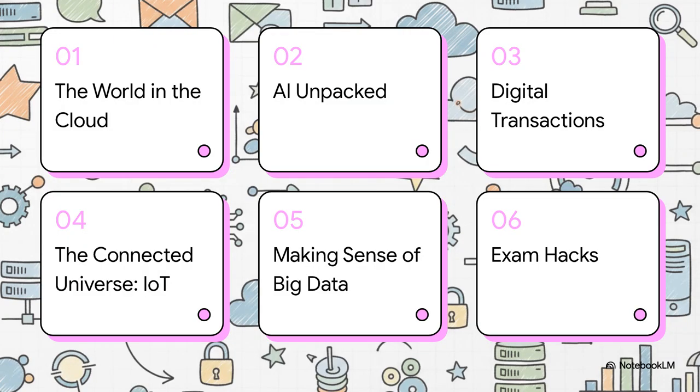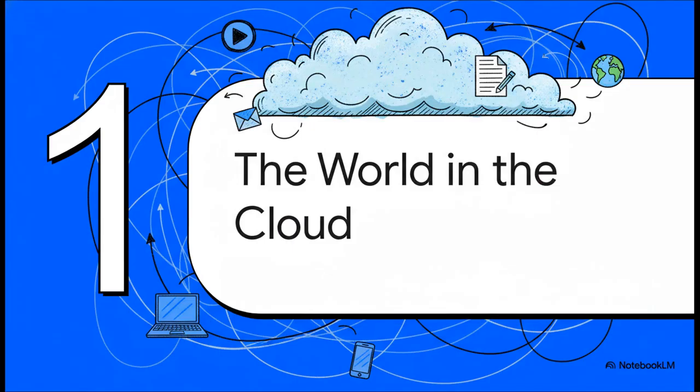Okay, here's our game plan. We're going to start with the cloud, kind of the bedrock of everything. Then we'll get into the brains of the operation, artificial intelligence. After that, we'll see how it all powers digital money and services, and how everything gets connected with IoT. All of that creates, you guessed it, big data. And definitely stick around till the end, because I've got some killer exam hacks that you are not going to want to miss. So let's kick things off with Section 1, the world in the cloud.